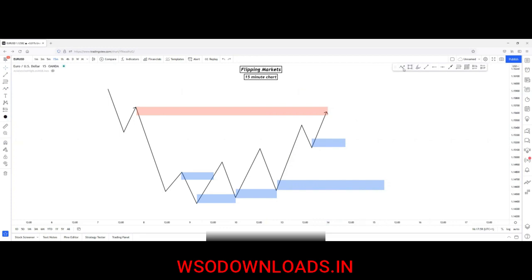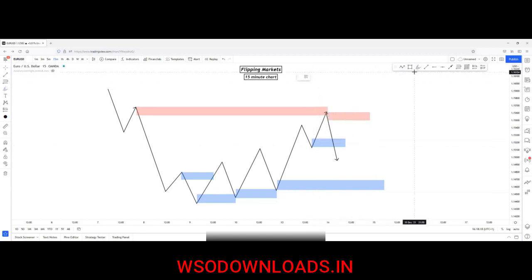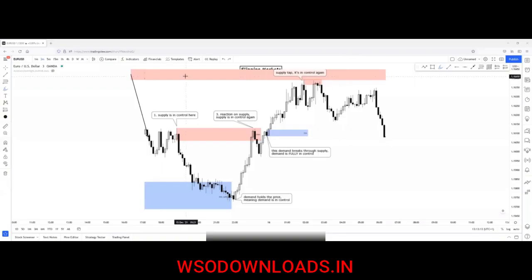Okay, the third: if price rejects on this supply zone and breaks through this demand zone, supply will be fully in control, and a new supply zone will be formed because, as you know, if a zone breaks, then an opposite side zone will be automatically formed. So a supply zone will be formed here, and supply will take over control from demand fully. Okay, that's a live example for the who's in control topic.